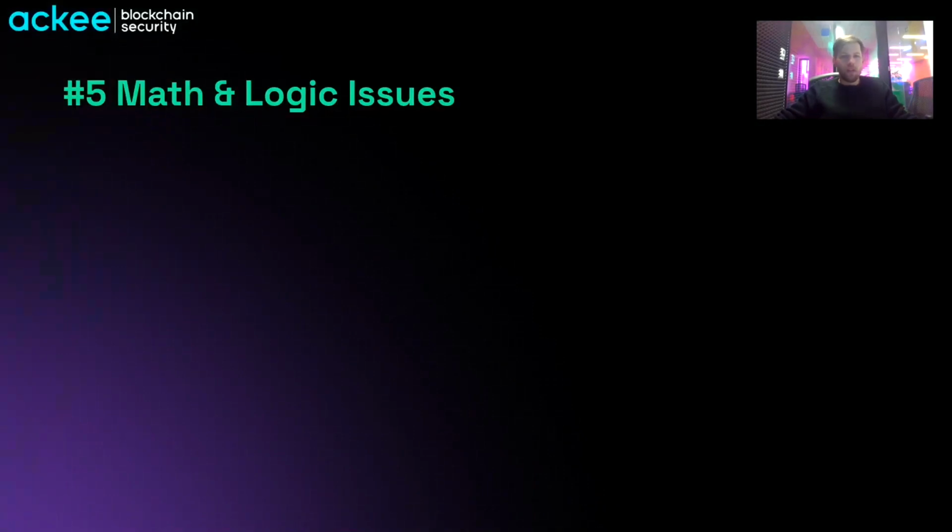Then we have the math and logical issues. This chapter is very important because in this case, Anchor actually cannot really help you. It can help you to some extent, but Anchor doesn't know anything about the logic of your program. So Anchor can only do what you tell it to do. So the math and logic issues, you have to take care of by yourself.